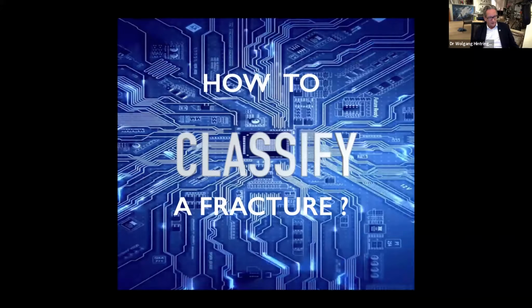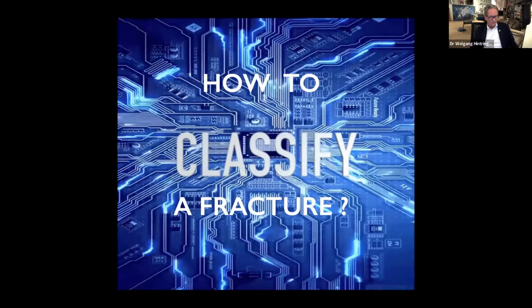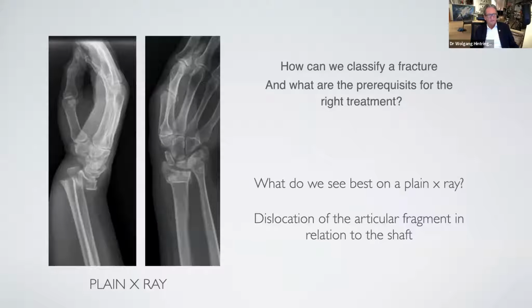The question is how to classify a fracture. What do we need? What do we see based on plain X-ray? It's clear that we all need a plain X-ray, because here we can see the dislocation of the articular fragment in relation to the shaft. You get a global overview over the fracture.